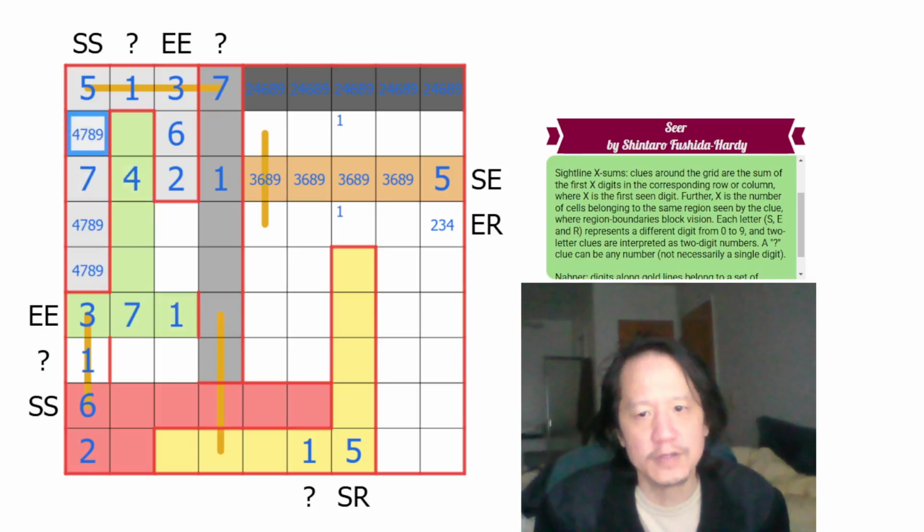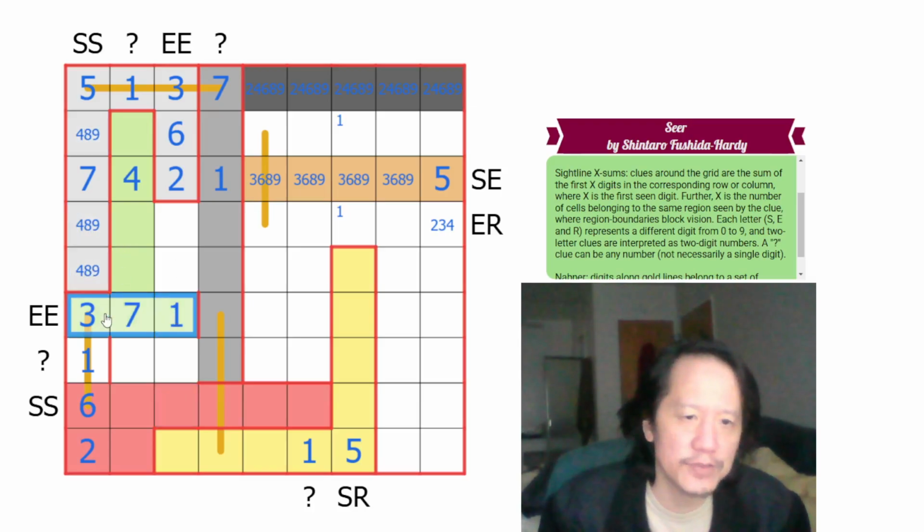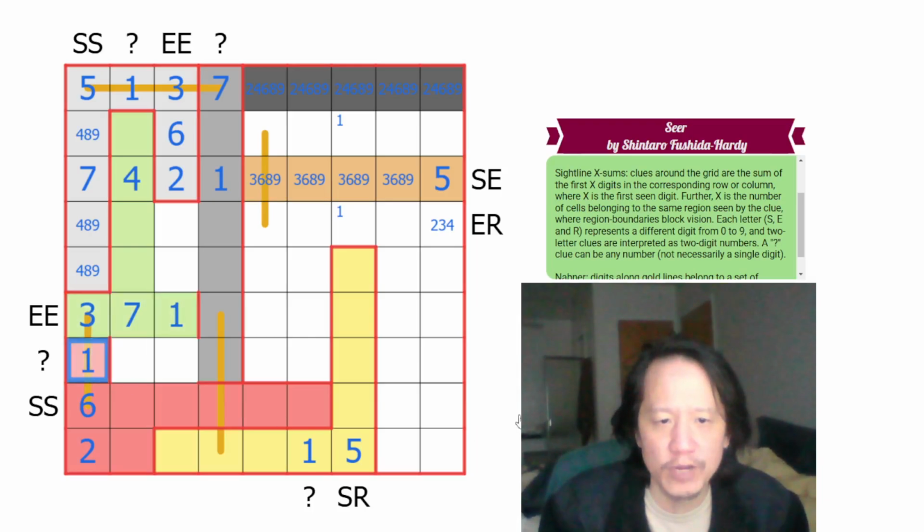That's a 7. So this can't be 7s here. This is then 3, 7, 1, which means this is not part of that region, so it has to be part of red. So therefore, that is part of that region. And we don't know how this breaks down. So this is the boundary here.